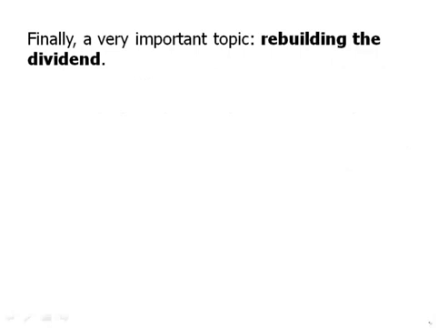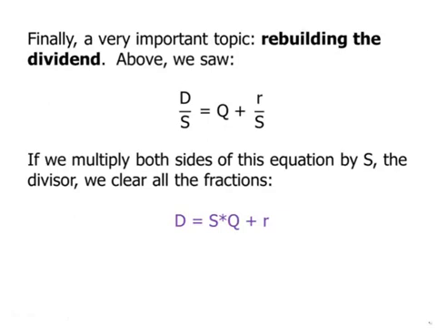Finally, a very important topic is rebuilding the dividend. What do I mean by this? Above we have that fraction equation. If we multiply both sides of the equation by S, the divisor, we clear all the fractions and we get the equation dividend equals divisor times quotient plus remainder. That formula is immensely important. That is called the rebuilding the dividend equation, and that is an immensely important formula for problem solving.